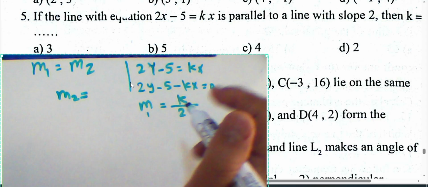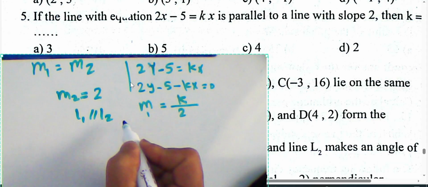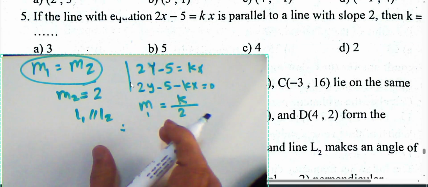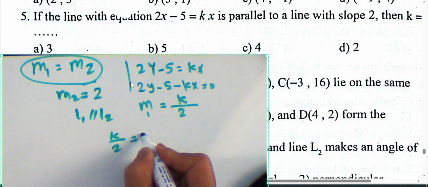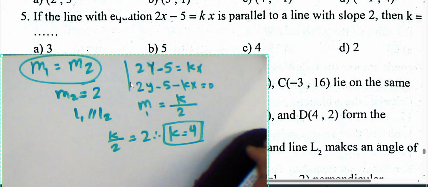He gave me slope 2, which was 2. They are parallel, L1 parallel to L2. It means slope 1 equals slope 2 because they are parallel. Then slope 1 is equivalent to slope 2. So k over 2 is equivalent to 2. Then the value of k equals 2 times 2, which is 4. Then the value of k will be 4.